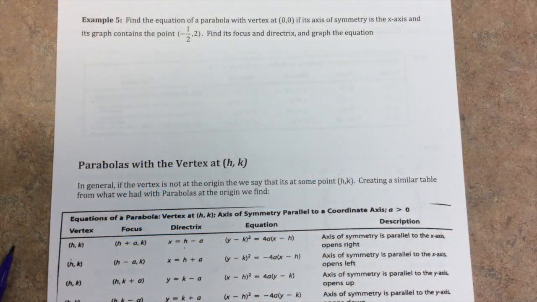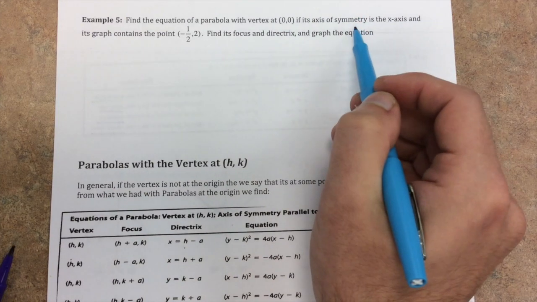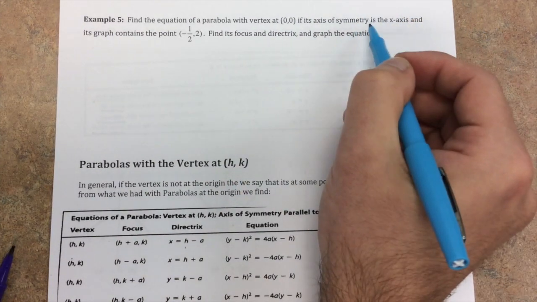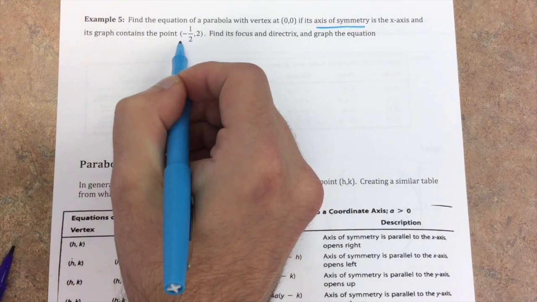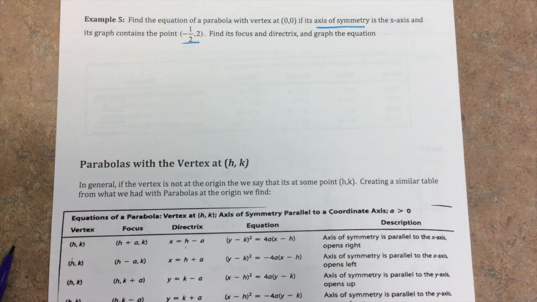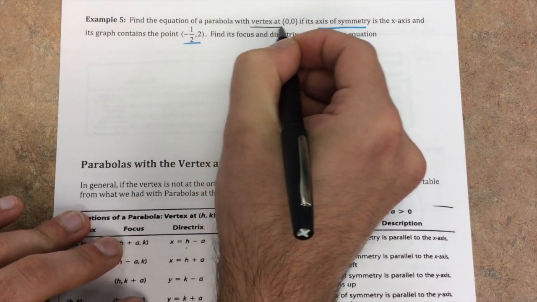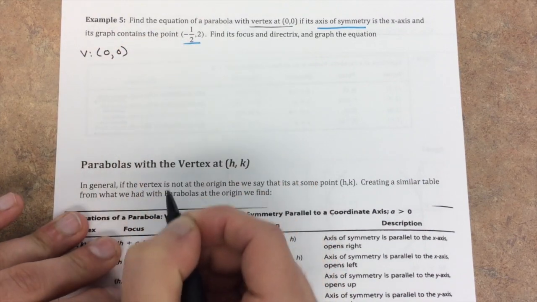All right, example 5. Find the equation of the parabola with the vertex at 0, 0 if its axis of symmetry is the x-axis. Okay, so that's calling back what we should know. Our axis of symmetry is the x-axis, and its graph contains the point -1/2, 2. So it's really important that we write down each one of these pieces of information. So vertex at 0, 0. So our vertex is at 0, 0.